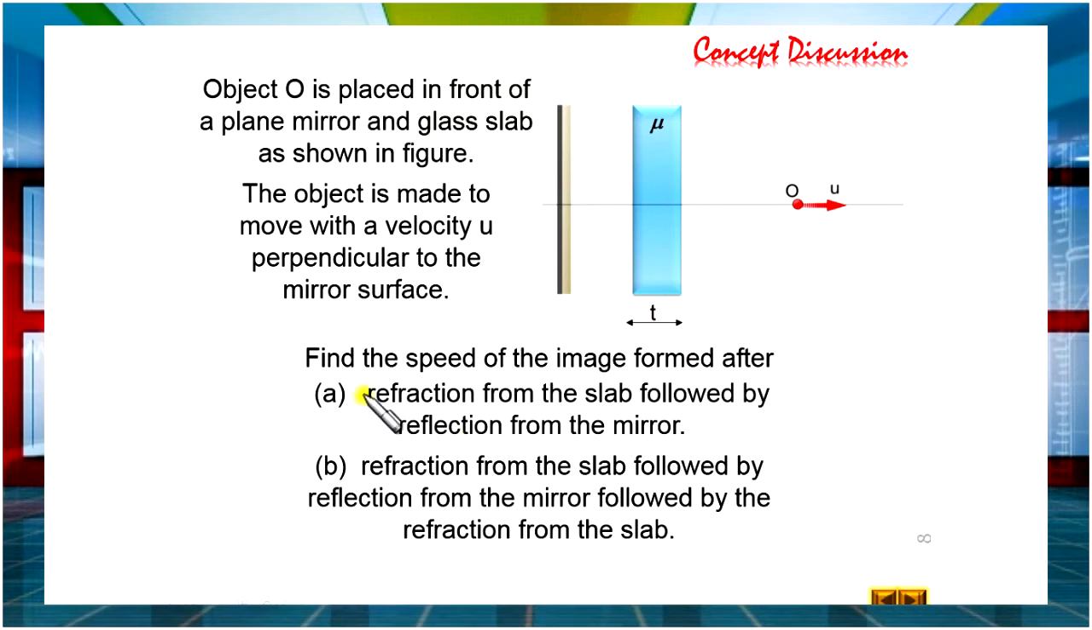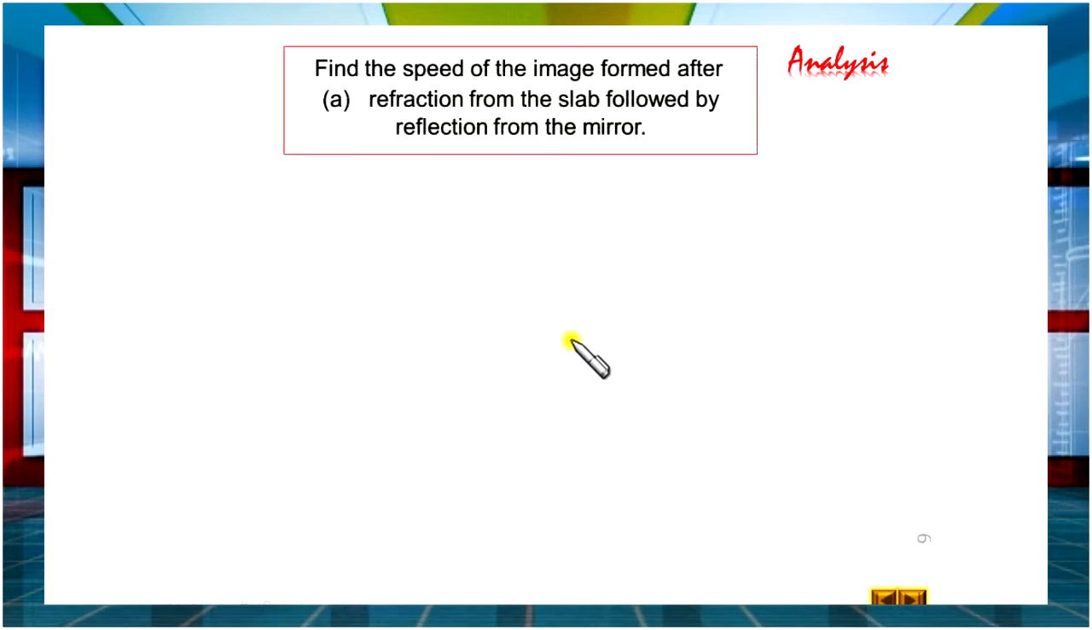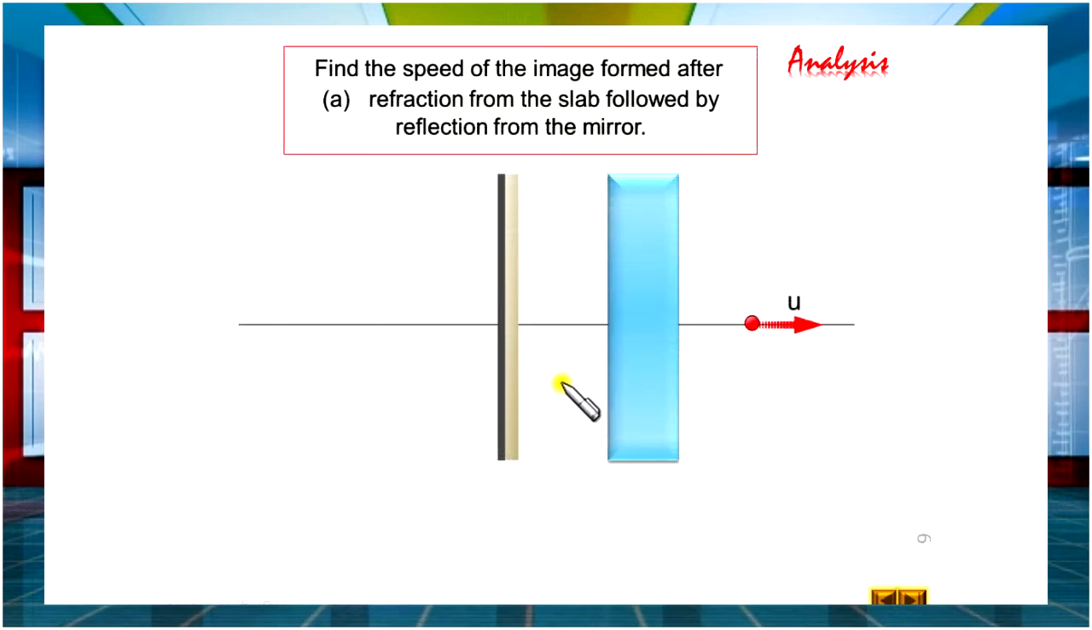Now let us take the first case. In the first case, the refraction from the slab is followed by the reflection from the mirror. Let us make the diagram. Observer position is here, right? We know the object is moving in the rightward direction with velocity u. If this slab is not present, the image of this object O will move in the direction opposite to the motion of the object with the same velocity, right?